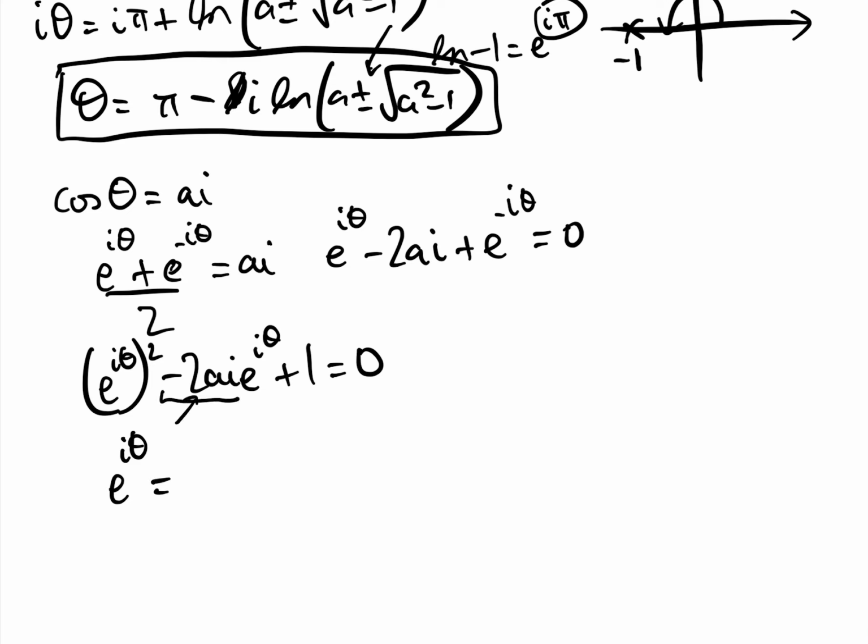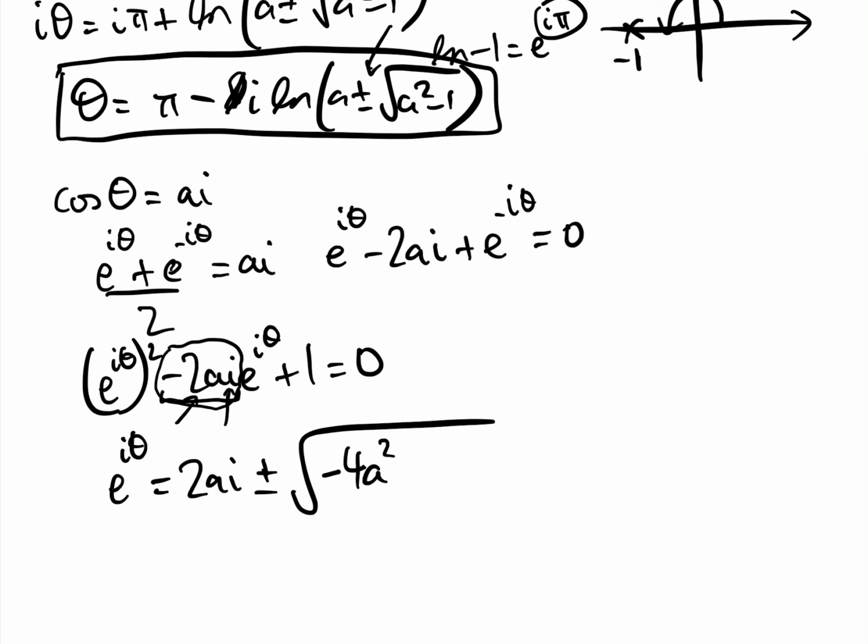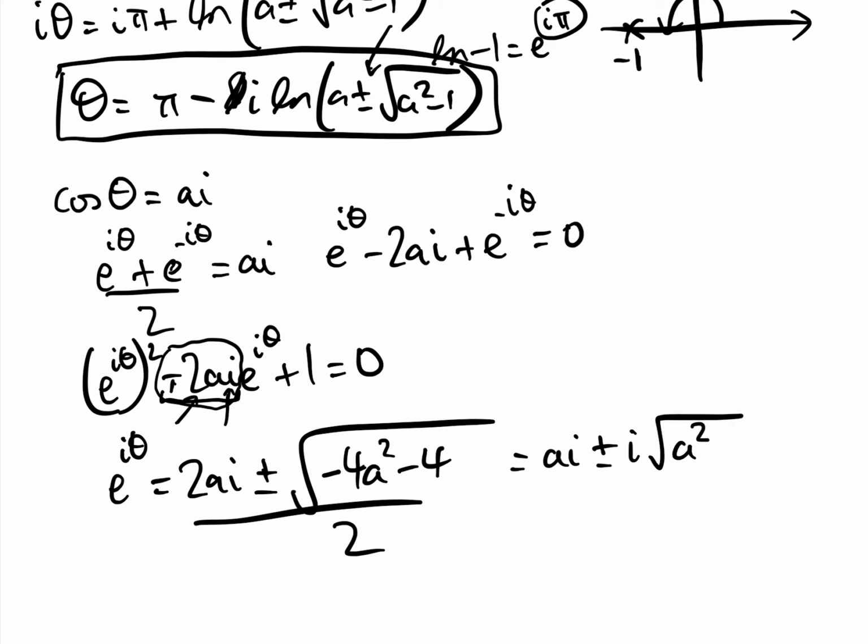So minus b, this is b here, is 2ai plus or minus the square root of, now b squared, we have to be very careful, is minus 4a squared, because i squared is minus 1 and minus times minus is a plus, so it's minus 4a squared minus 4, over 2, which equals ai plus or minus i, taking the i out, root a squared plus 1. So now we have to be careful here because we have to split.